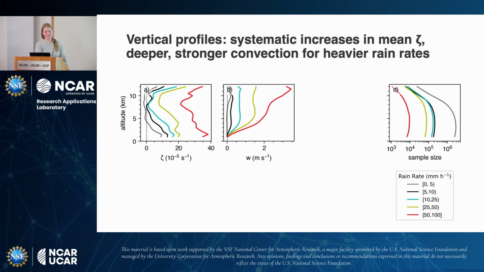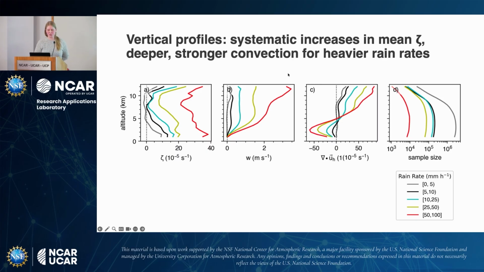Here are the vertical profiles of W. Again, similar story. Increasing ascent as you get into heavier rain, and that ascent continues throughout this 12-kilometer profile that I'm showing here. And then if we look at the divergence profile, again, very systematic shift towards stronger values in heavy rain. So deeper, stronger convection causes heavy rain. Again, not surprising, but it's good to have this quantified over this data set.